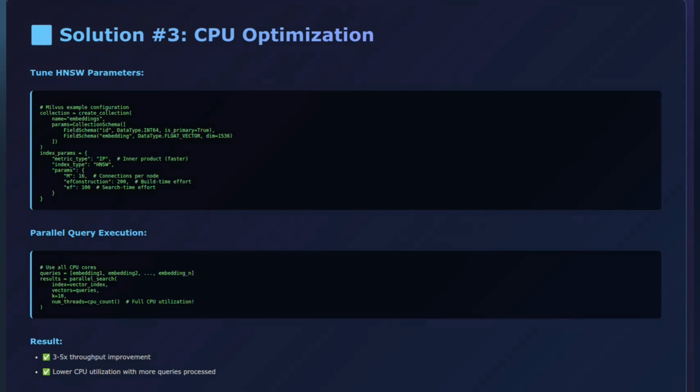Parallel query execution. Ensure your query processor actually uses all available CPU cores. This single change can give you 8 to 32x improvement on multi-core systems. Result, you go from 90% CPU/500 QPS to 70% CPU/5000 QPS. That's a 10x improvement in efficiency. This is not theoretical. This is what companies are doing right now to handle production workloads.